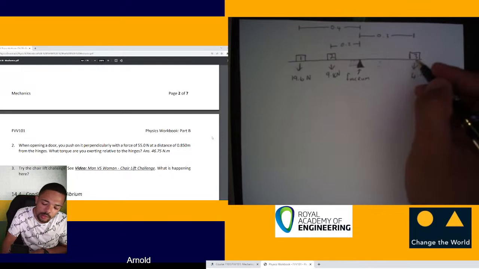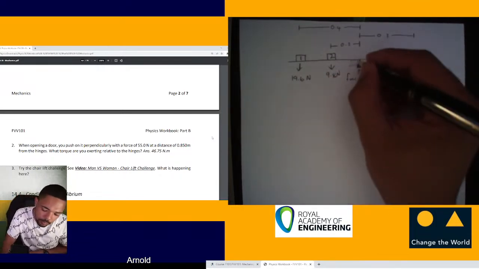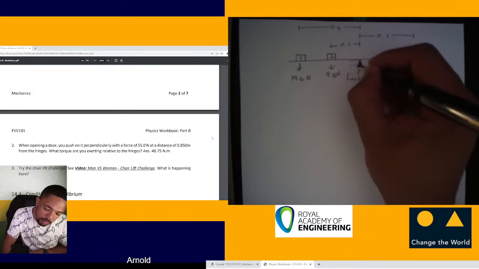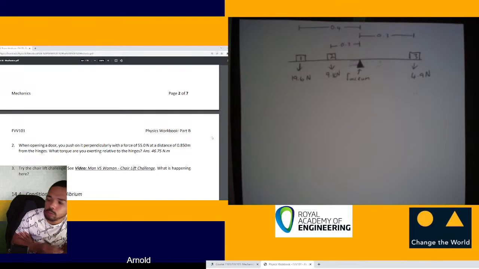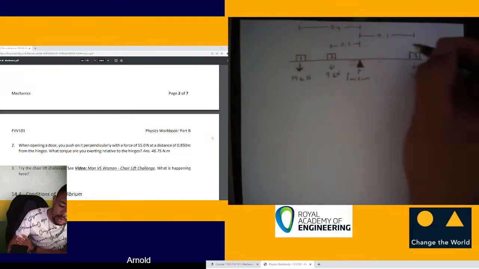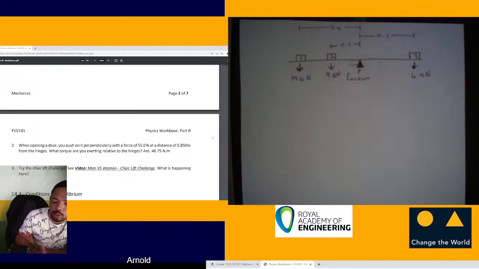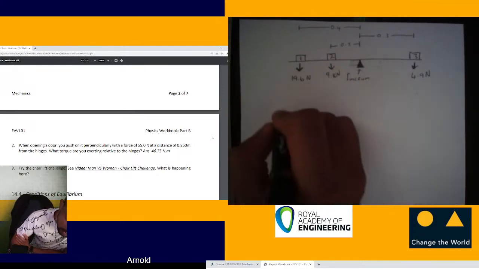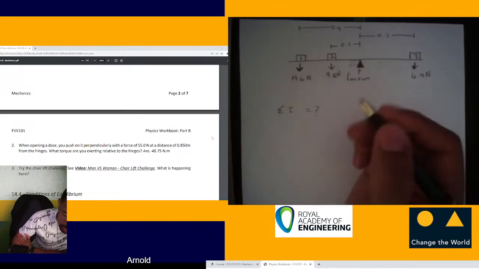In all of these cases, the forces are acting perpendicular to the beam or the seesaw. So it's the perpendicular component of the force. It's already acting straight down, perpendicular to the object it's acting on, so we're already working with the perpendicular component of the forces. Now we want the sum of the torques. What is the sum of the torques?